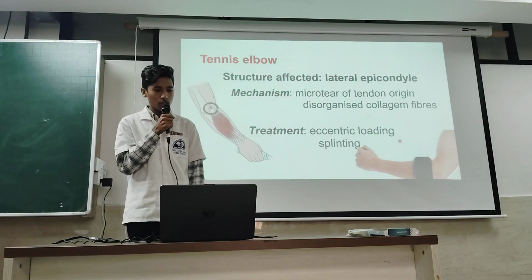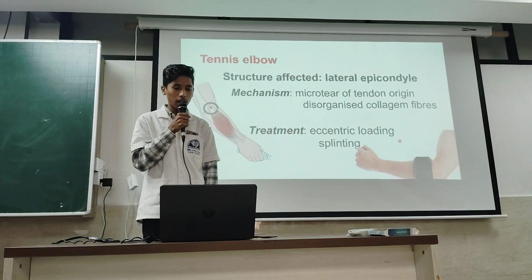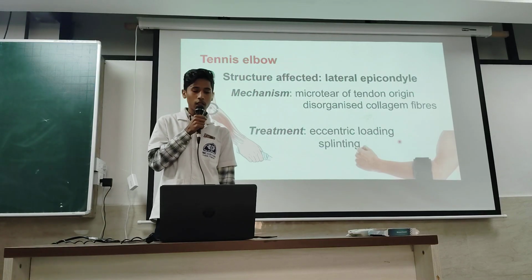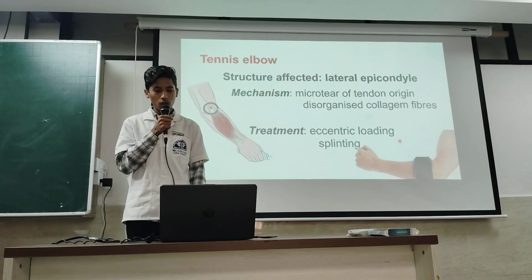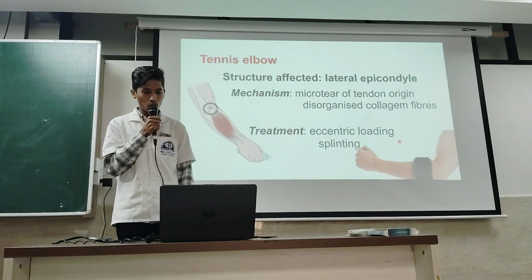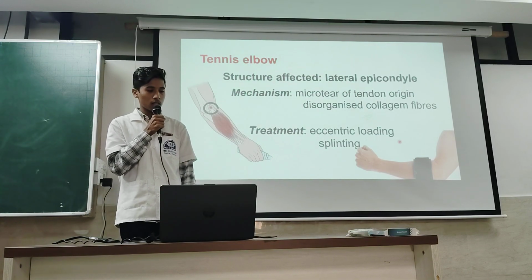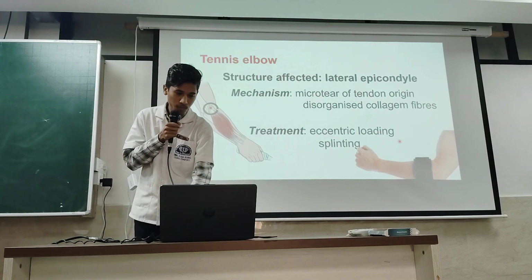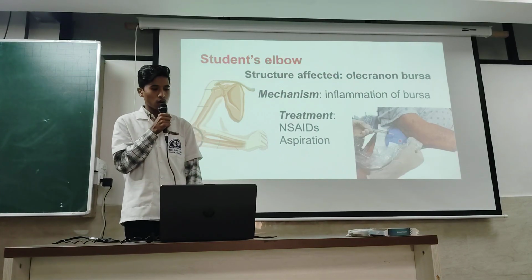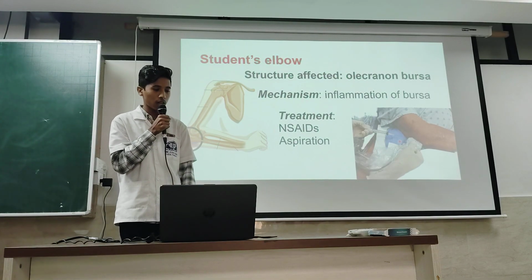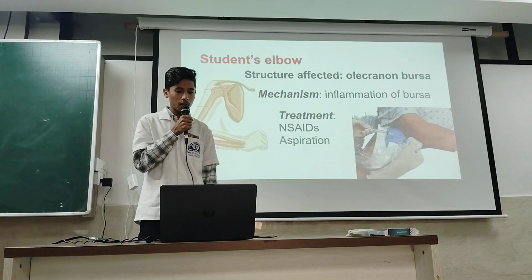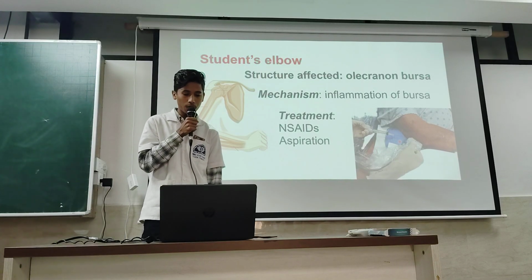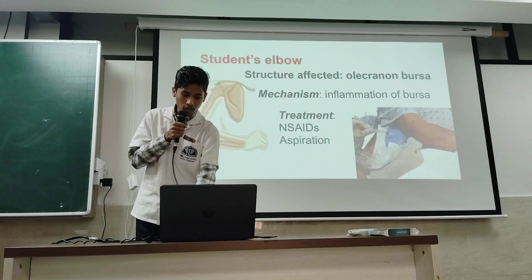Now I will discuss tennis elbow. The structure affected is the lateral epicondyle, and the mechanism is the same as golfer's elbow, which is micro tear of the tendon origin and disorganized collagen fibers, and the treatment is eccentric loading and splinting. In student elbow, the structure affected is the olecranon bursa, and the mechanism is inflammation of the bursa. Treatment is non-steroidal anti-inflammatory drugs and aspiration.